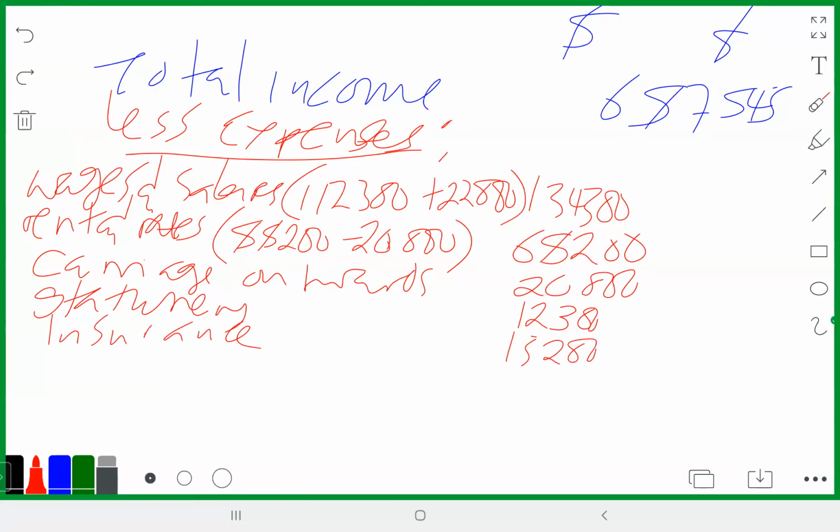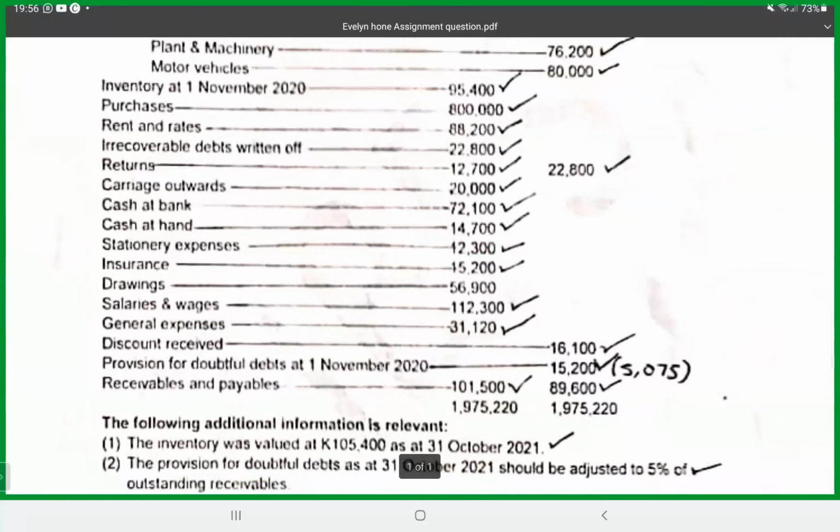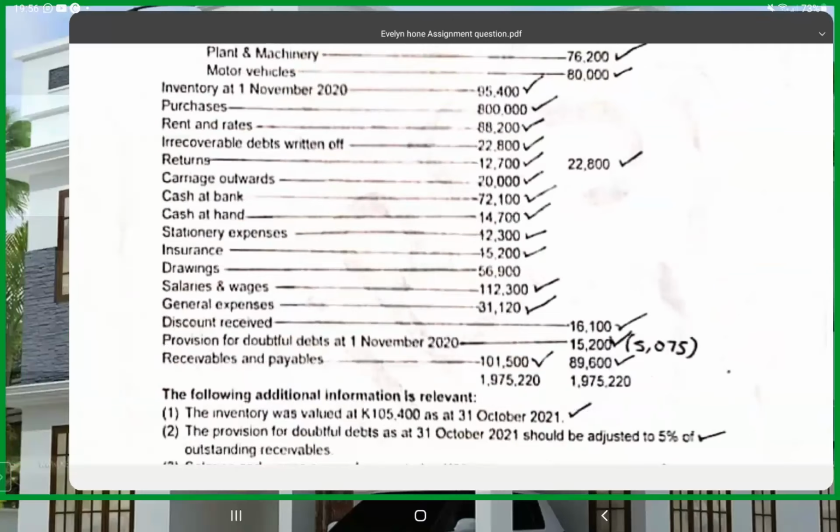Then you have the general expenses. The general expenses add up to 31,120.